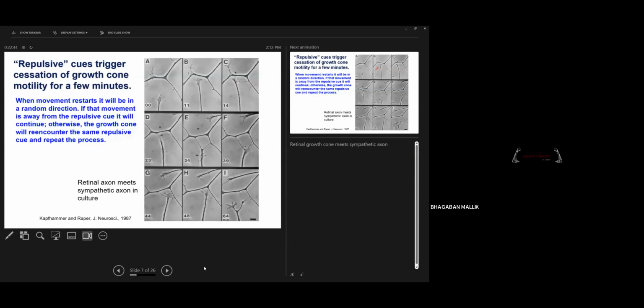So when the axon encounters the repulsive signal, it will not suddenly stop growing. It takes some time to avoid that signal. It can also step back and can grow in another direction. Something is highlighted here: repulsive cues trigger cessation of the growth cone motility for a few minutes. So when it encounters a negative signal, it will stop growing in that direction. It will pause for some time. It will not extend its axon to this negative signal. Rather, it will kind of come backward and grow in another direction.